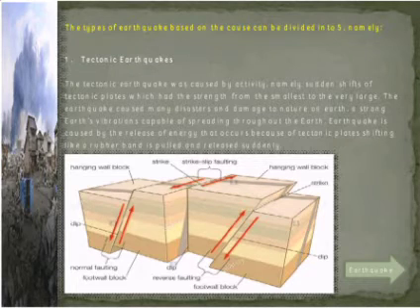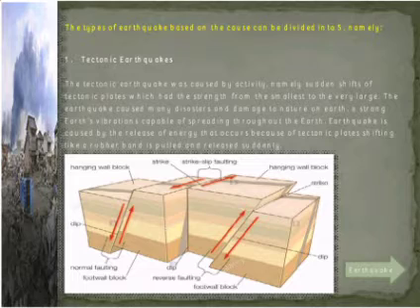Next, the types of earthquake based on the cause can be divided into 5. Number 1, tectonic earthquake. A tectonic earthquake is caused by activity, namely the sudden shift of tectonic plates, which can have strength from small to very large. The earthquake causes many disasters and damage to nature on Earth. A strong earth vibration is capable of spreading throughout the earth.